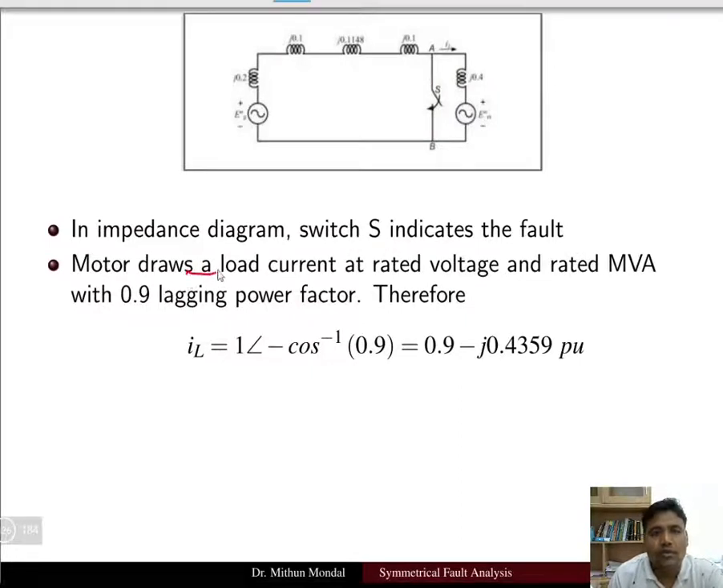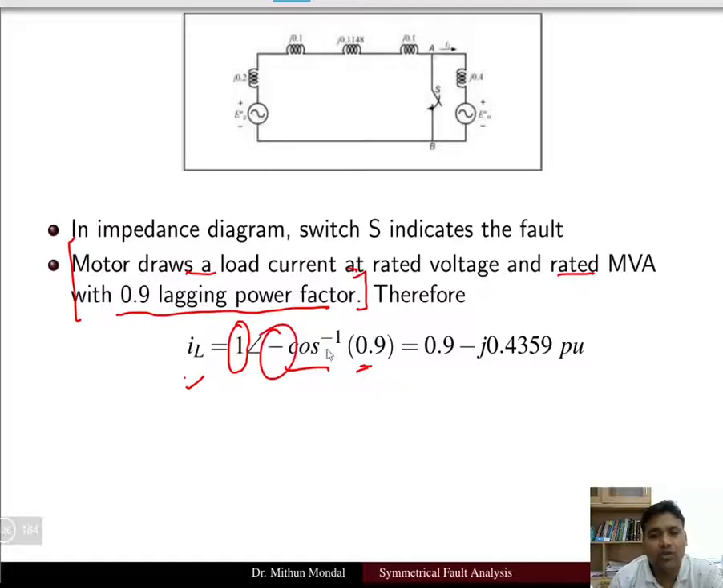Now the motor will draw a load current at rated voltage and rated MVA with 0.9 lagging power factor. This is given in the question: if the motor is drawing a load current at rated voltage and rated MVA at 0.9 power factor lagging, then what is the load current we have? Considering it to be 1 per unit, it is 1 at minus cos inverse of 0.9. Minus indicates the lagging power factor, and it is 0.9.